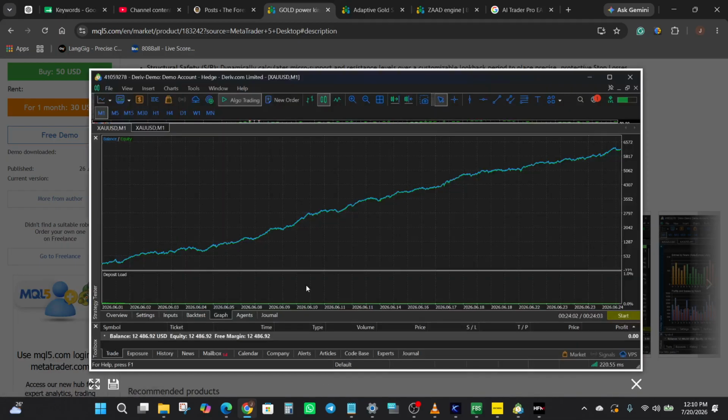Starting with the equity drawdown that we can see here, it looks pretty smooth. The balance and equity are closely knit to each other, but I can see that the test was run just over about 3 weeks plus, from the 1st of June 2026 to around 24th June 2026. But the curve looks quite steady. It was a steady growth over time.